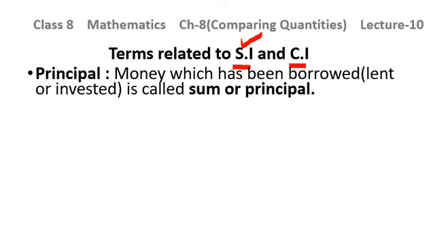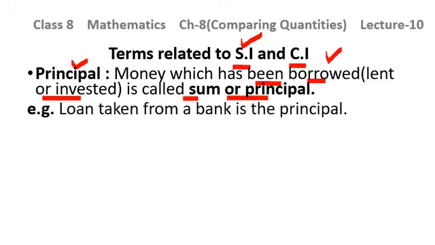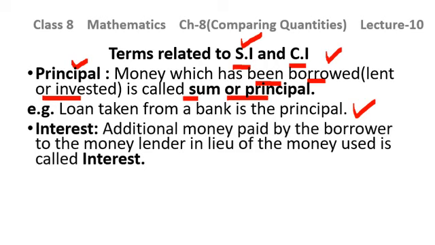The very first term which is related to both these concepts is principal. What do you mean by this principal? Money which has been borrowed, lent or invested is called sum or principal. For example, a loan taken from a bank is the principal. The amount which is being taken as a loan from the bank will be the principal. So in simple language, you can say the money which has been borrowed, lent or invested is called sum or principal.